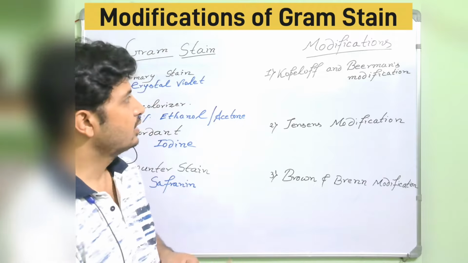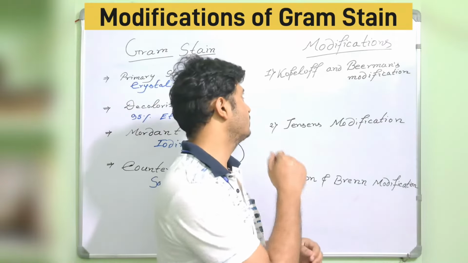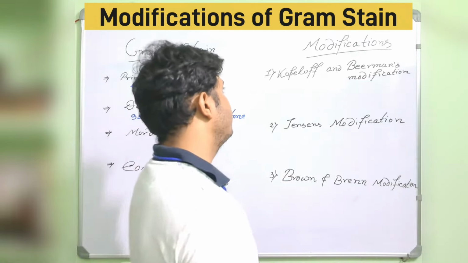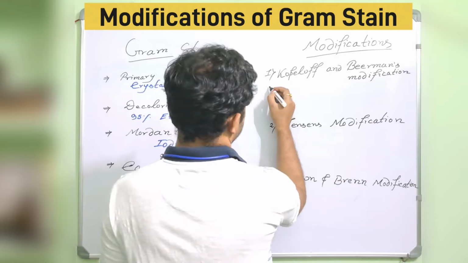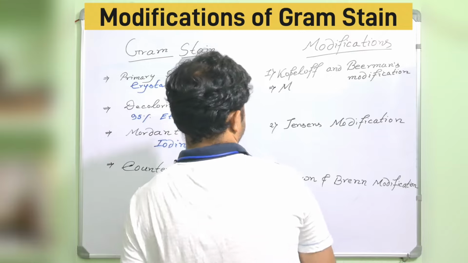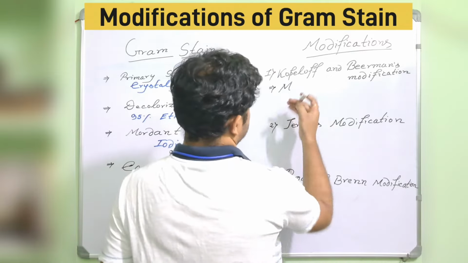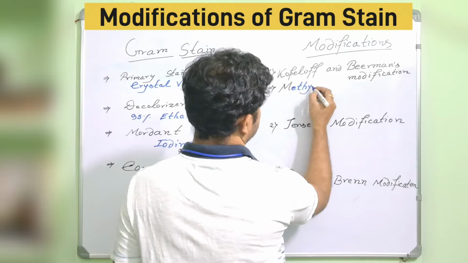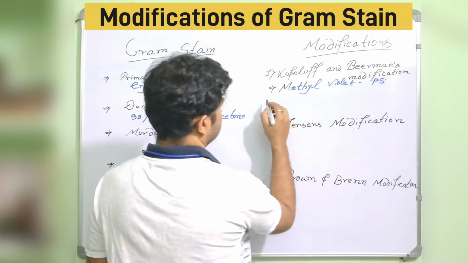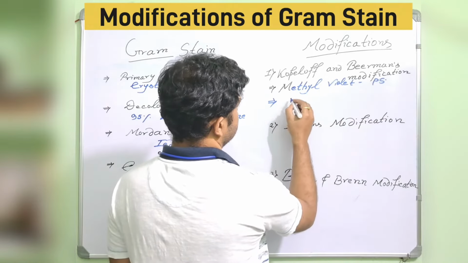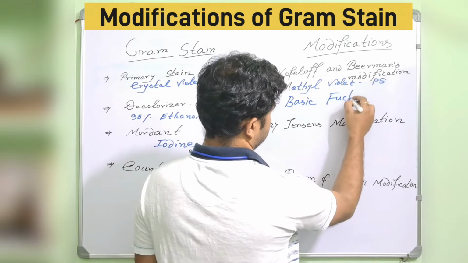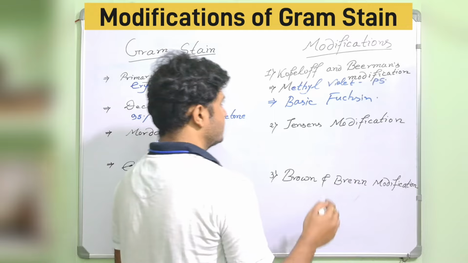Okay, now let's see three modifications, done by, first one is the Kopeloff and Beerman's modification. Now in Kopeloff and Beerman's modification, the primary stain used is methyl violet, that is PS, a primary stain. The secondary stain or the counterstain used here is basic fuchsin. So you can see the difference here.